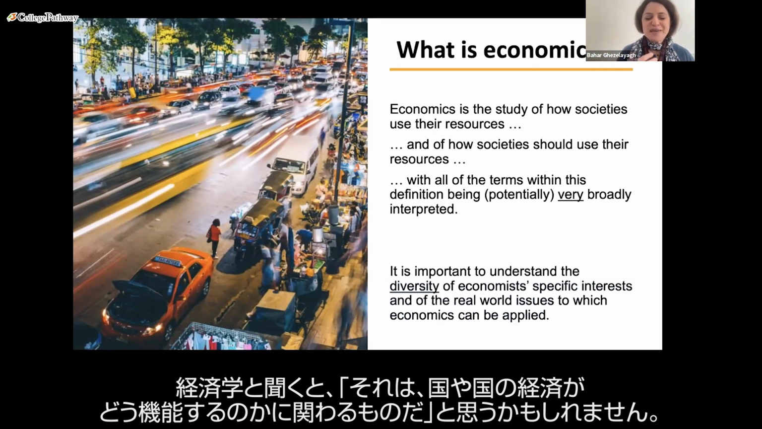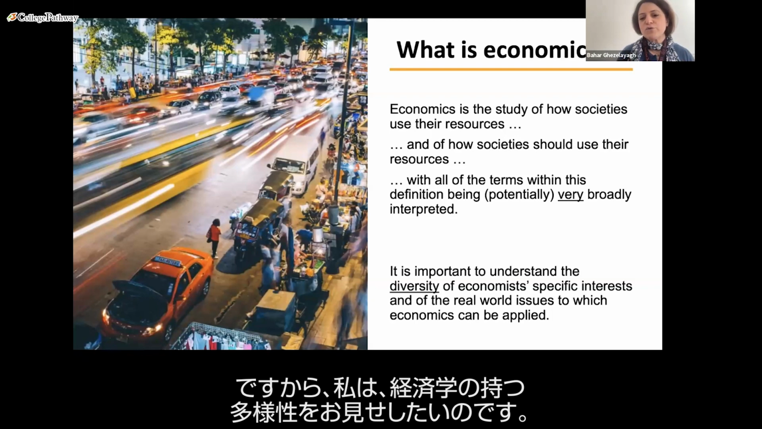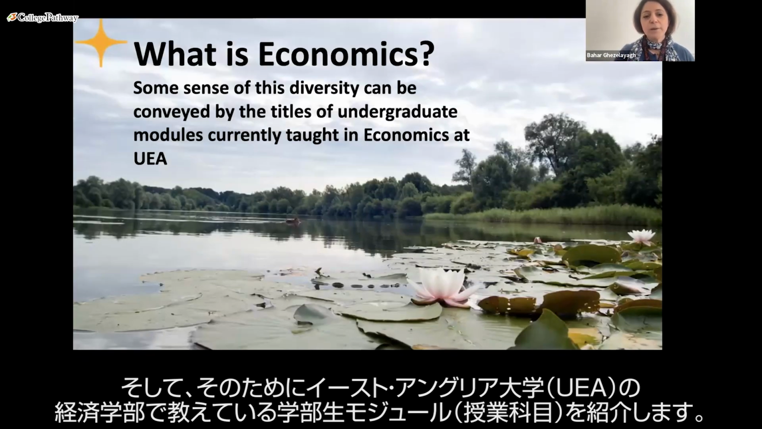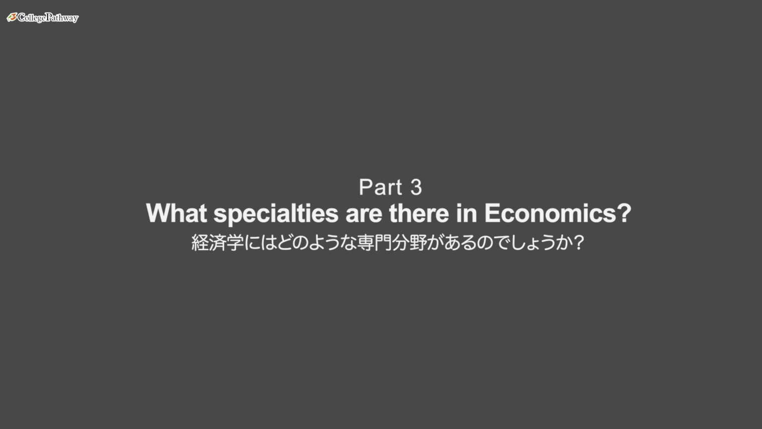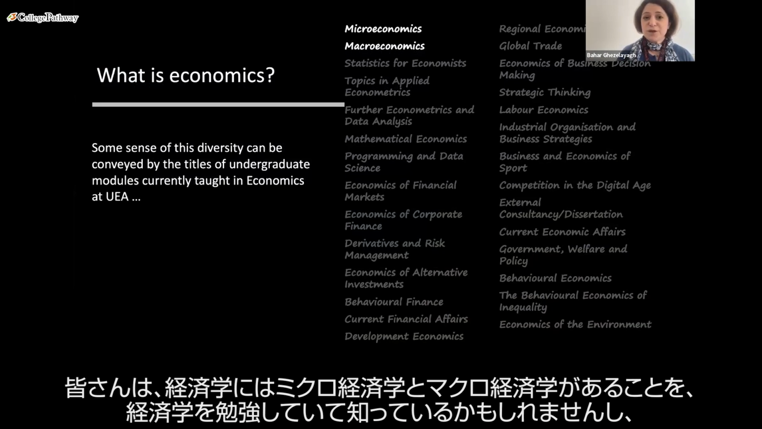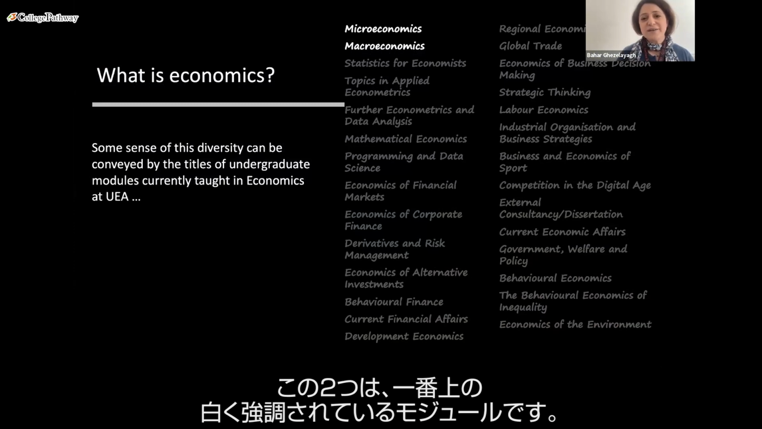When you hear the word economics, you might think, okay, I think this is about how the country works, how the economy of the country works. This is a very, very small portion of what economics is. So I want to show you the diversity of what economics could be. And in order to do this, I'm going to show you the titles of some of the undergraduate modules that we teach in the School of Economics at University of East Anglia, at UEA. You maybe know, maybe you are studying economics, or maybe you've heard that economics is going to include some microeconomics and some macroeconomics. These are the two modules that are highlighted in white at the top.